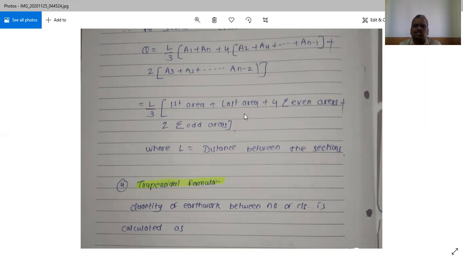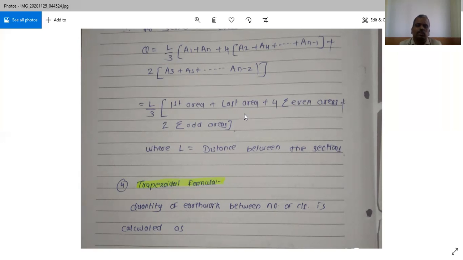Here L is the distance between the sections, that is 0 to 20, 20 to 40, 40 to 60. At that time the length will be 20. And if the chainage interval is 0 to 30, 30 to 60 and 60 to 90, at that time the length will be 30 meters respectively.